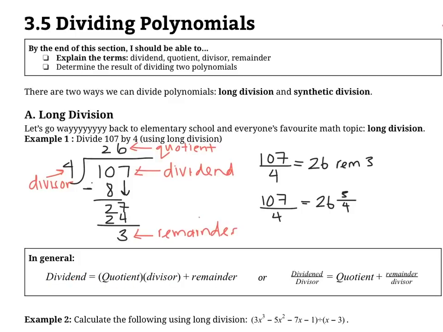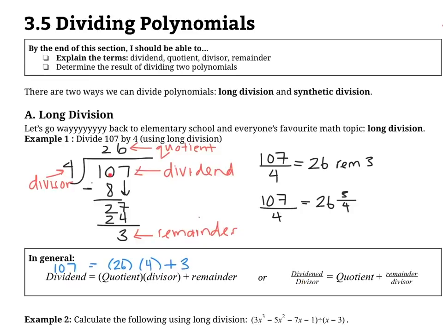If we were just going to use the example above, our dividend is 107. And that has to be equal to our quotient, which is 26, times our divisor, which is 4, and then add the remainder. We can triple check to make sure that that's true, and it will hold true. Another way to represent this is if we take this and we divide it by the divisor. So we divide this by the divisor, this by the divisor, and this by the divisor. We're going to get this property here, which is the original question, which is the dividend divided by the divisor.